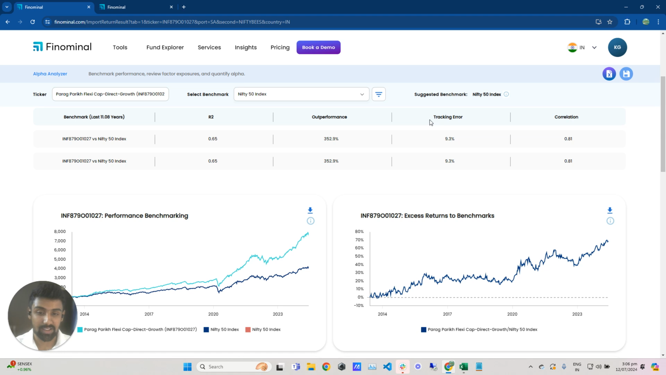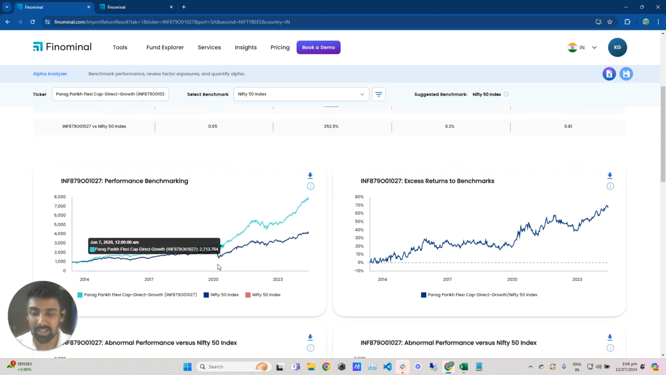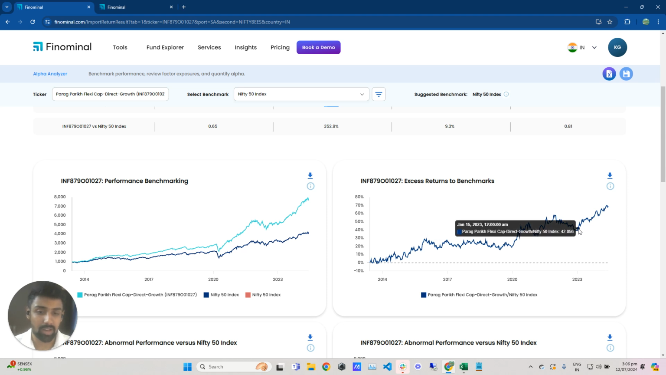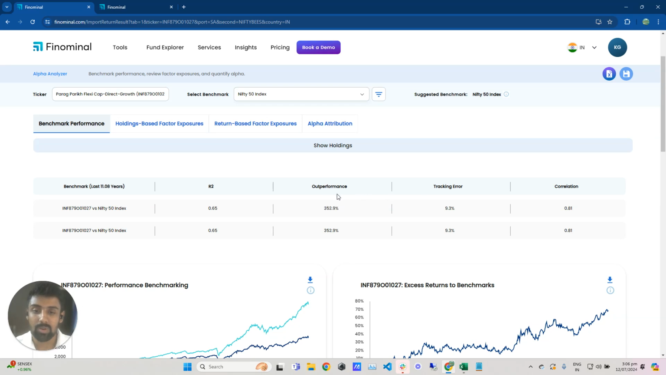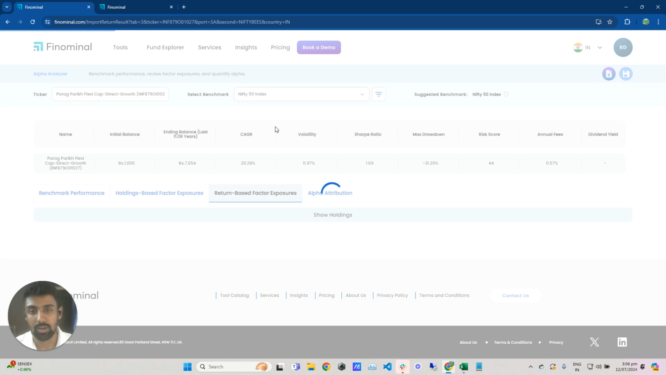So the first thing that pops out is its humongous outperformance since its inception, right? You can see it in the performance itself. Compared to Nifty 50, it has done really well, and you can also see the excess returns over time. It has produced excess returns as well. So now let's look at the key risk drivers of this fund.